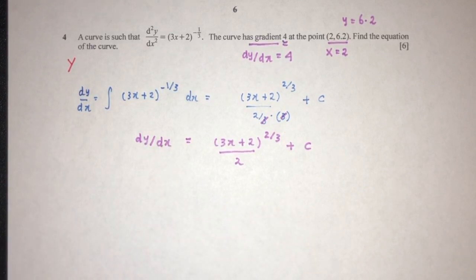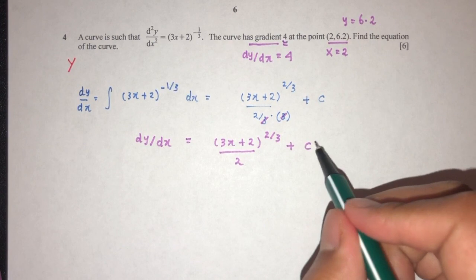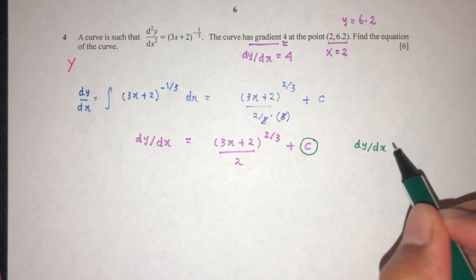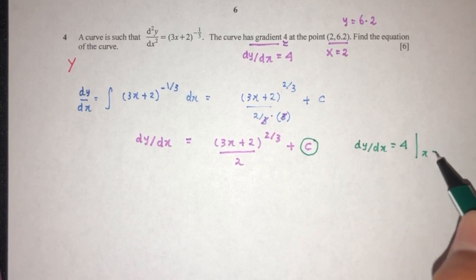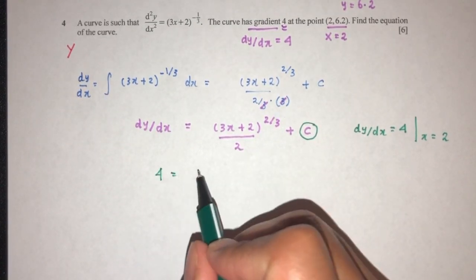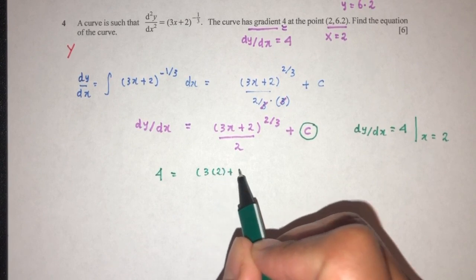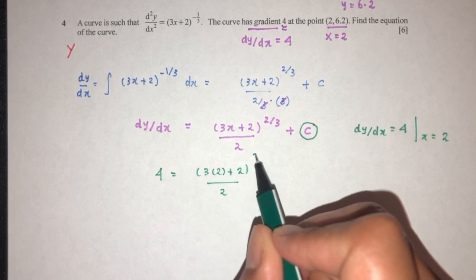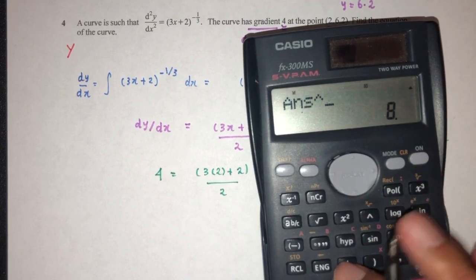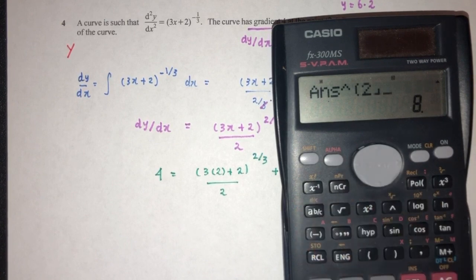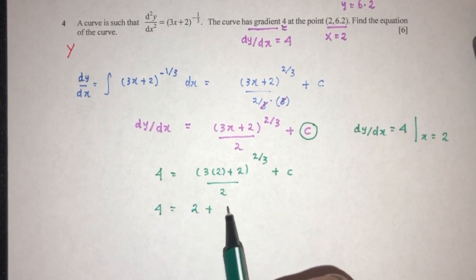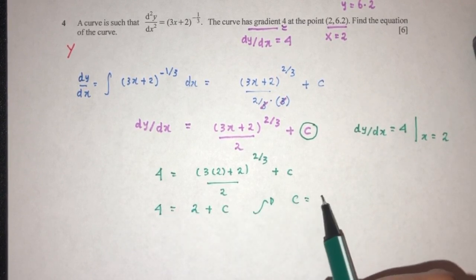So now we have to find the value of c by using the given values. You can see here, dy by dx was given as 4 when x was 2. Just replace back in your equation. So that will be 4 here. Here we have 3 times 2 plus 2, to the power 2 over 3, divided by 2, plus c. Let's see what happens. 3 times 2 plus 2 to the power 2 over 3 divided by 2. That should be 2. So this will be 4 equals 2 plus c. So finally, c will be the value of 2.